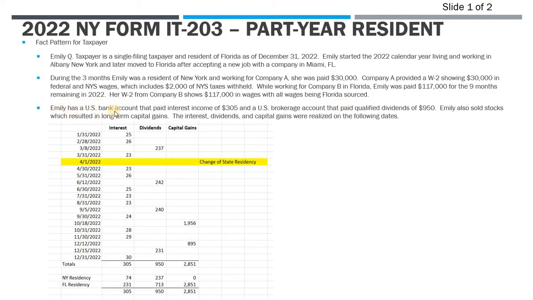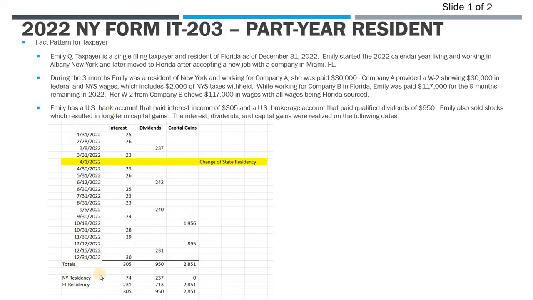Now, as far as investment income, Emily has a U.S. bank account that paid some interest income, $305 for the year, and she had a stock brokerage account that paid out some dividend income, $950, and she did sell some stocks towards the latter half of the year, and the stocks resulted in long-term capital gains.